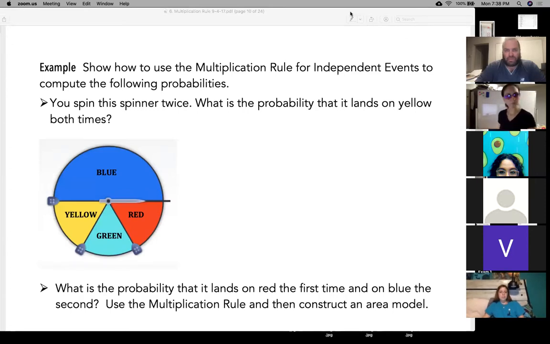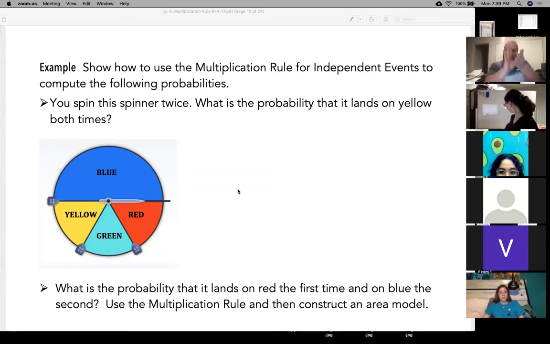It says, example. You spin the spinner twice. What is the probability that it lands on yellow both times? First, ask yourself, are the 2 spins independent or does one affect the other? They're independent, okay? Because you can't use the formula that this chapter is all about unless you know that they're independent. You can't just say, oh, we're in chapter 6, so they're independent. No, ask yourself, are they independent?